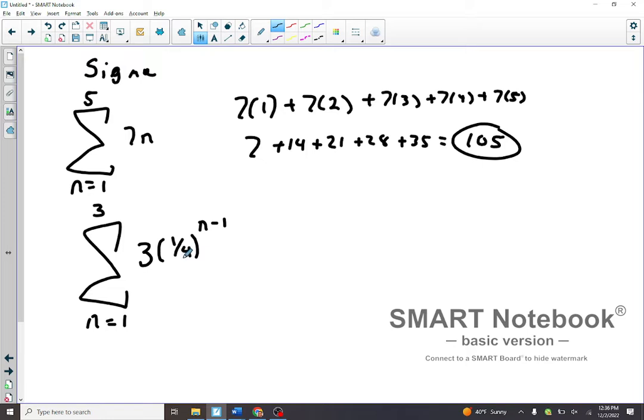For this one, we're going to plug in 1, plug in 2, plug in 3. So 3 times 1/4 to the 1 minus 1, which is a 0 power. Then 3 times 1/4 to the 1 power. So it's the same thing.